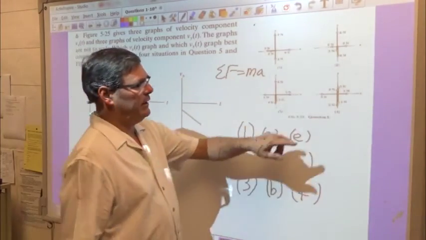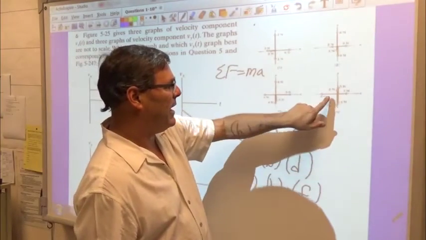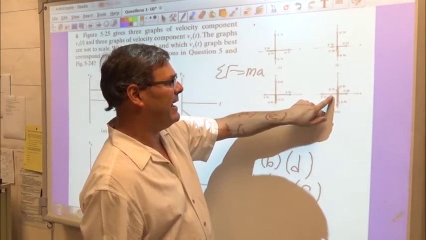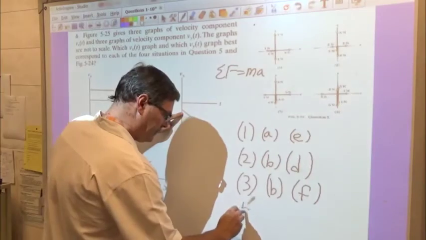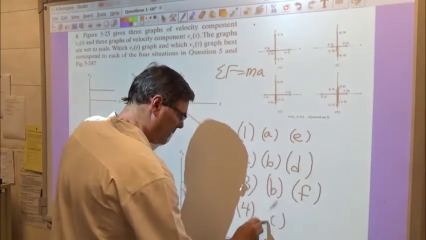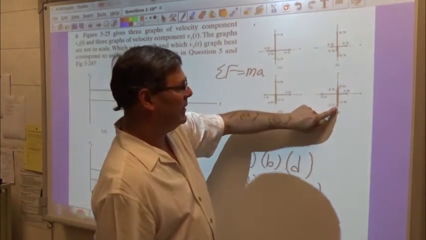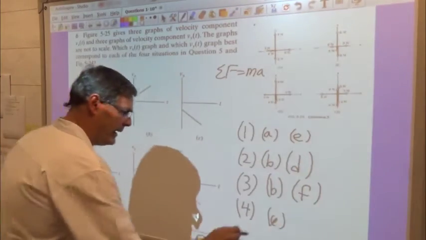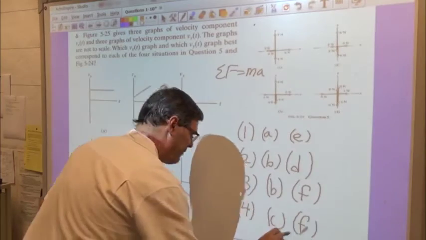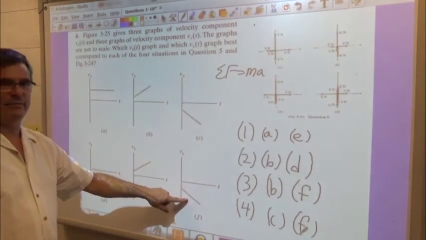And the last one, in the x direction, I have net -2 in the x. So that would be this one. And in the y, we have a net negative force as well. So again, that corresponds to graph F for the negative slope here.